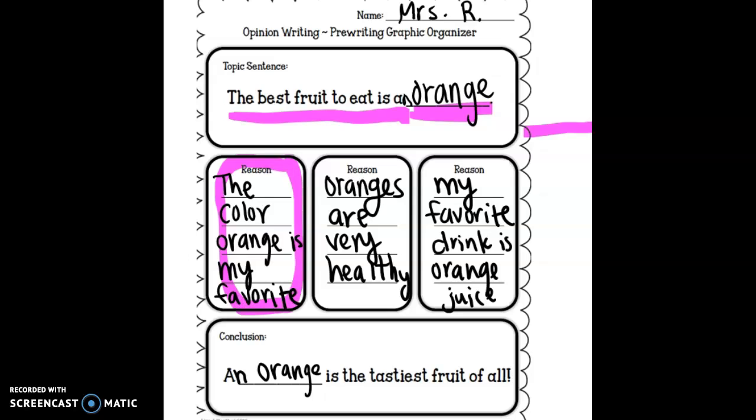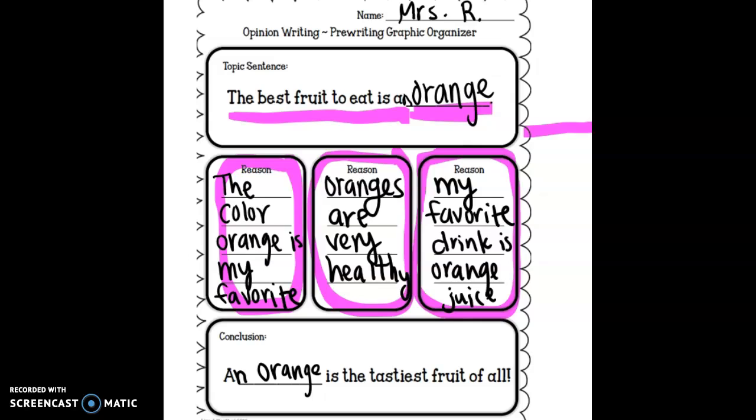Now remember, we're not going to write I like oranges because that's not a reason why you like them. So my first reason was the color orange is my favorite. So I like oranges because I like the color orange. Okay, then I state my second reason. Oranges are very healthy. So oranges are good for you. So that's another reason why I like oranges. Then my third reason is my favorite drink is orange juice. So that's my third reason. So now I have 3 reasons to try to convince you to try some orange juice.